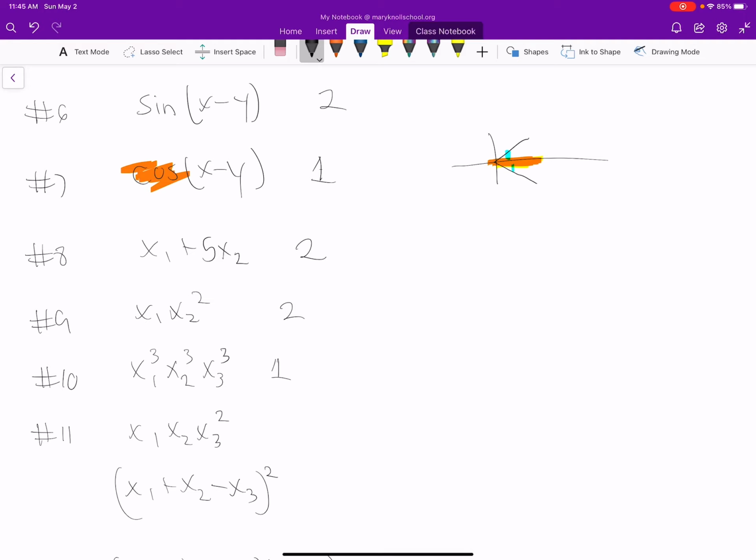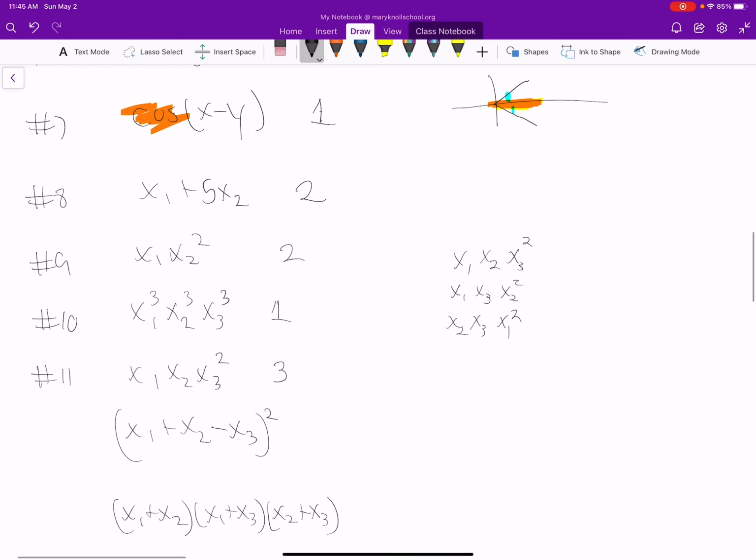So in this case, we could do x1, x2, x3 squared, x1, x3, x2 squared, x2, x3, x1 squared. And so here we can get 3 different distinct variants. All right, keep going. So we're now looking at number 12.